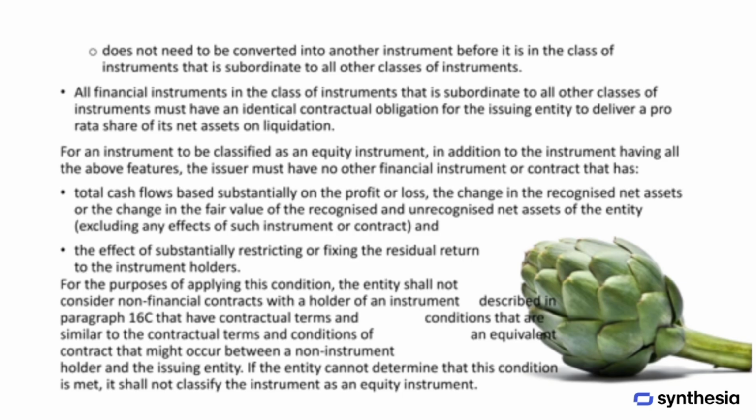To be classified as equity, the instrument must also meet an additional condition. The issuer must not have any other financial instrument or contract that significantly affects the residual returns to the instrument holders. Specifically, no other instrument or contract should have total cash flows that are mainly based on profit or loss, changes in recognized net assets, or changes in the fair value of recognized and unrecognized net assets, and that substantially limits or fixes the residual return to the holders.